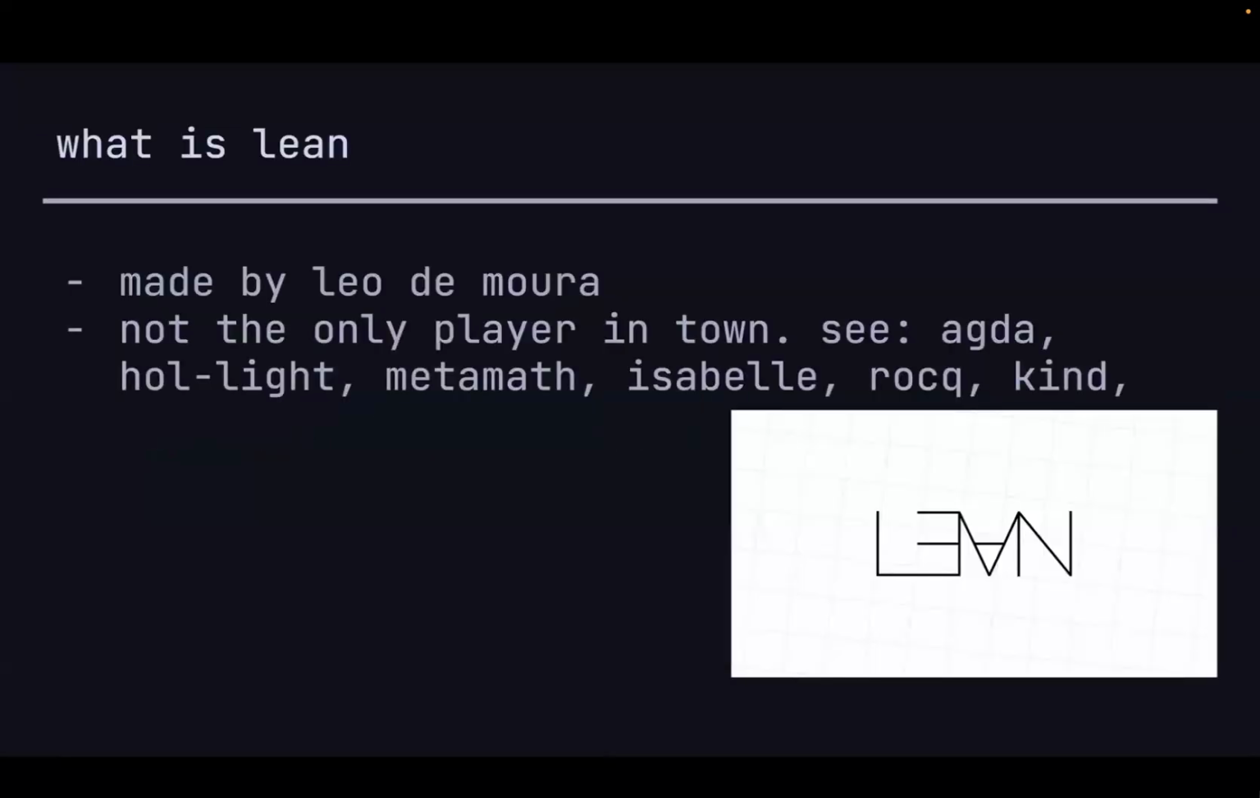So Lean is a language made by Leo de Moura, and it's not the only proof assistant in town. There's also Agda, HOL Light, Metamath, Isabelle, Coq, Kind, and so on and so forth. There's tons of these, probably hundreds in history, but these are the ones that survive.